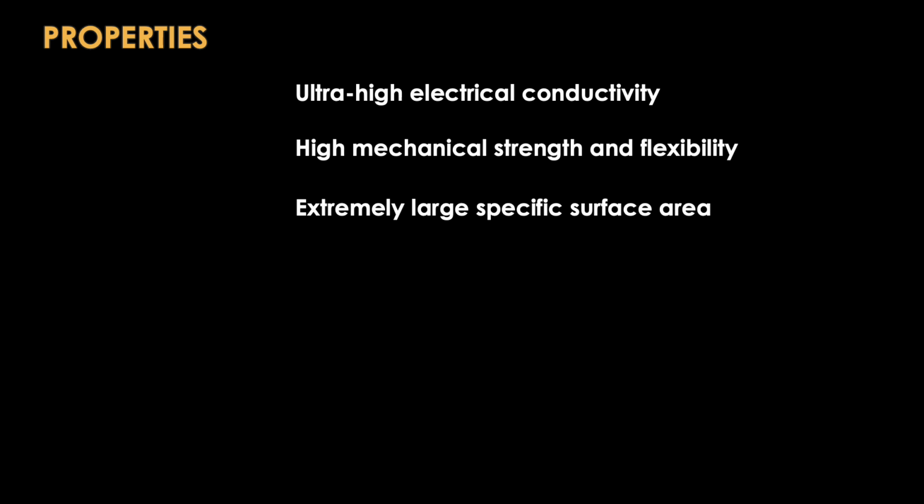Graphene exhibits an extraordinary combination of properties that make it one of the most remarkable materials discovered to date. It possesses ultra-high electrical conductivity and extremely high charge carrier mobility, allowing electrons to move with minimal resistance and enabling very fast electrical response. Graphene is also exceptionally strong yet flexible, meaning it can withstand significant mechanical stress while bending without breaking. Because of its extremely large specific surface area, graphene provides abundant active sites for surface interactions, which is particularly valuable in applications such as energy storage and sensing.